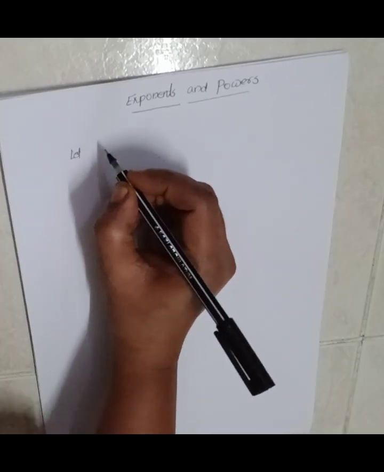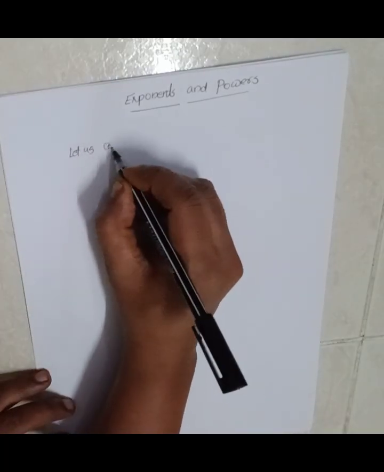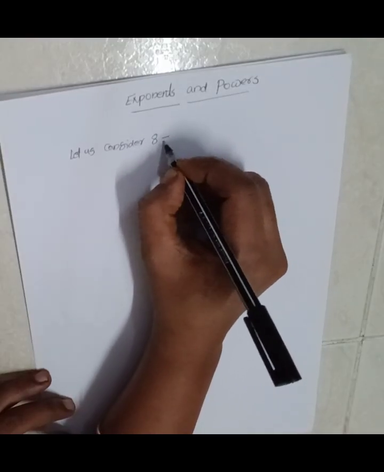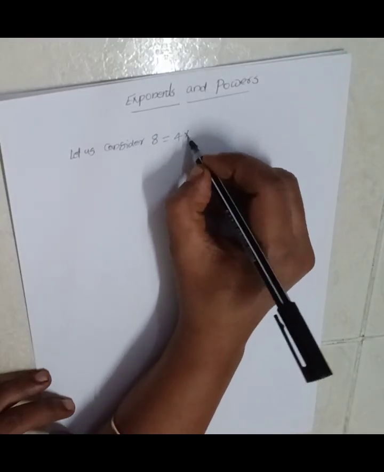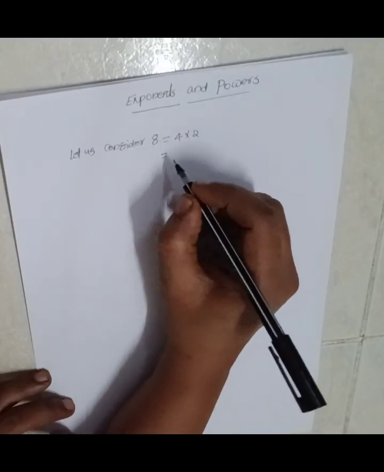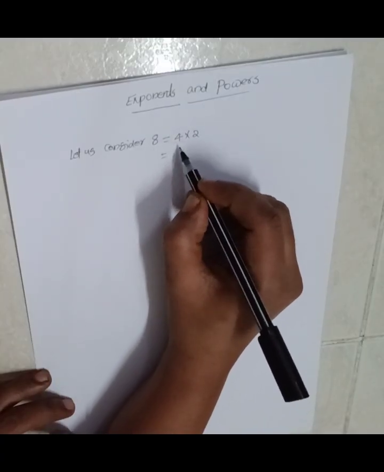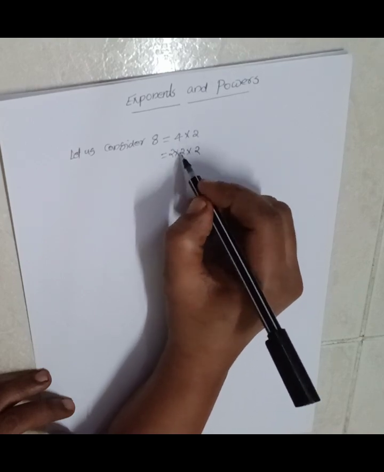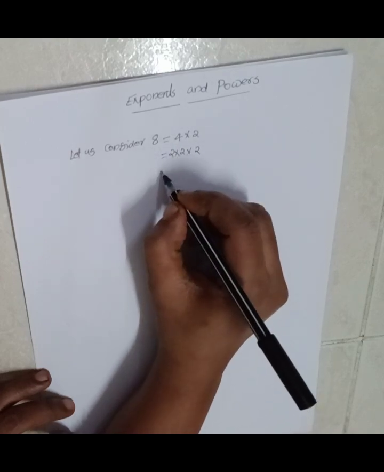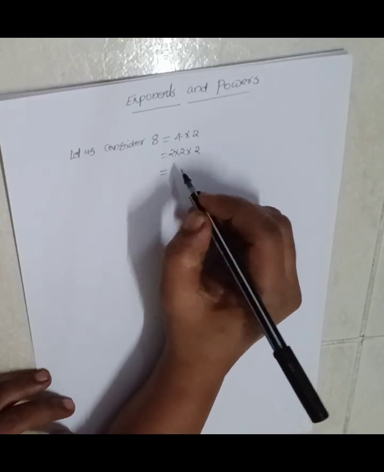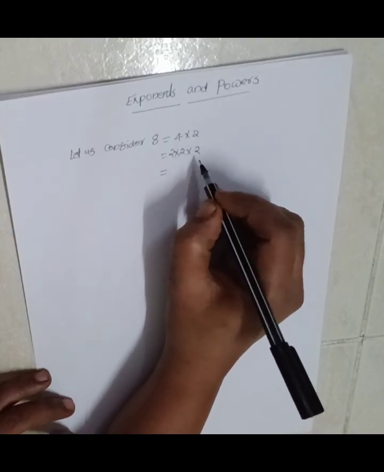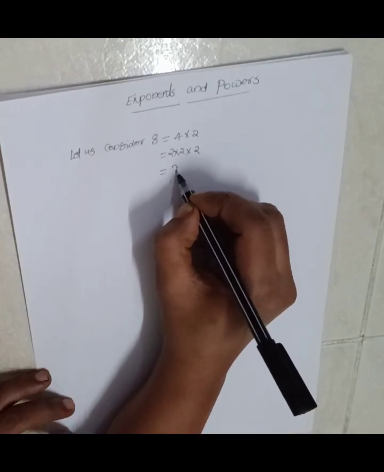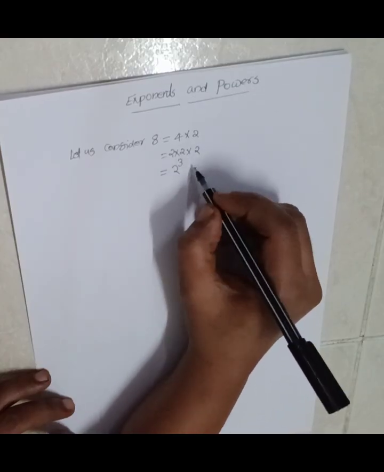Let us consider the number 8. Then 8 can be factorized into 4 into 2. Then again, 4 can be written as 2 into 2. Then 8 is equal to 2 into 2 into 2, that is, 2 is multiplied 3 times, therefore it is denoted by 2 raised to 3.